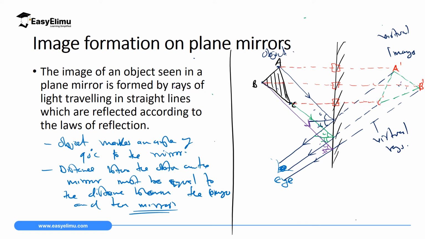So for you to draw images in or on a plane mirror, the first thing you do is locate the position of the image, and then from the image you draw straight lines to the eye, and then from the eye you can join them to the respective points on the object.